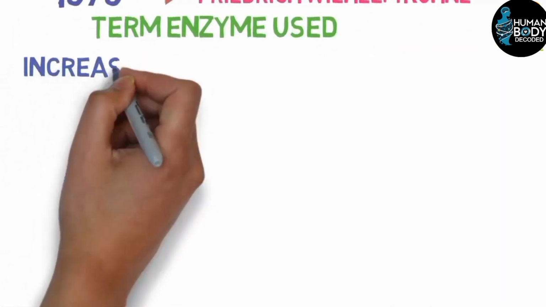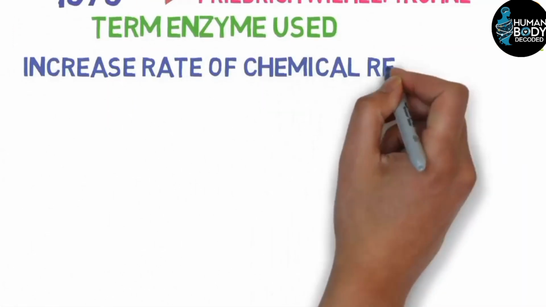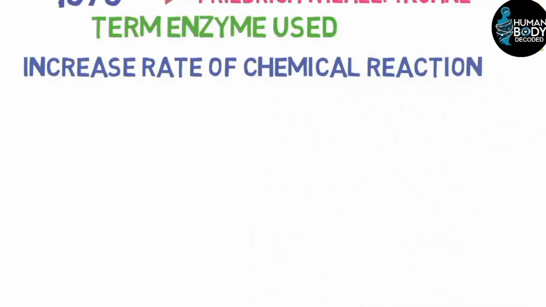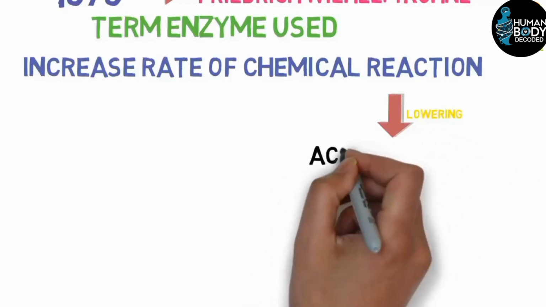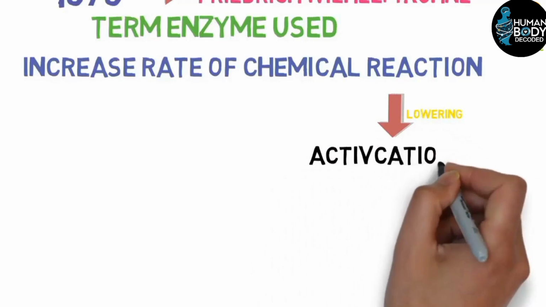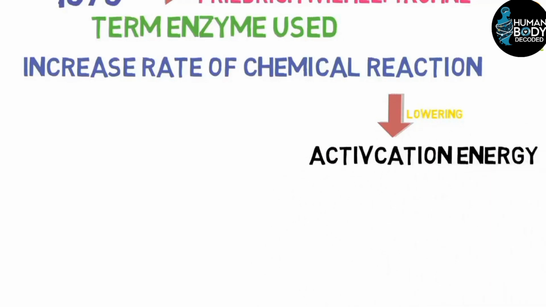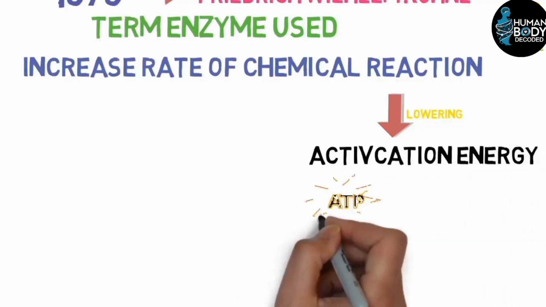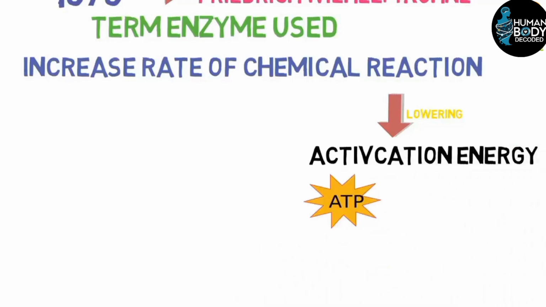Enzymes increase the rate of chemical reactions. And did you know how enzymes increase the rate of chemical reactions? Let me tell you how. They lower the activation energy required for a reaction. By lowering the activation energy, enzymes can significantly speed up the rate of chemical reactions.